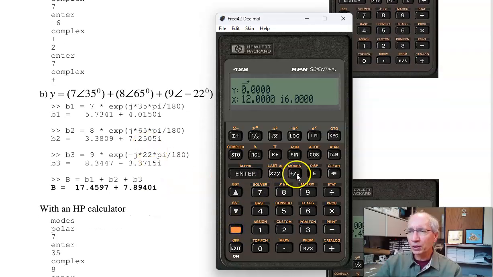I switch over to polar. I can say 7, enter 35. Now when I do complex, that'll do the amplitude and the angle. 8, enter 65, complex. Add those two together, it's something. 9 at negative 22 degrees. Add 19 at 24 degrees.